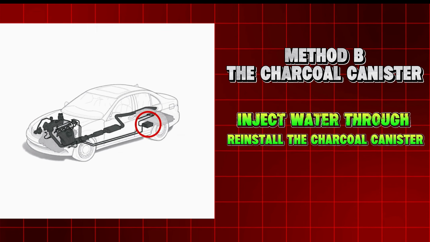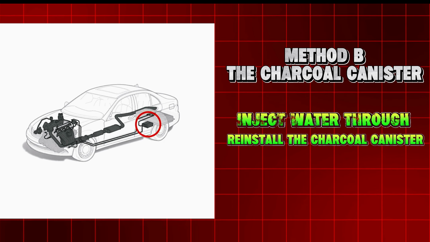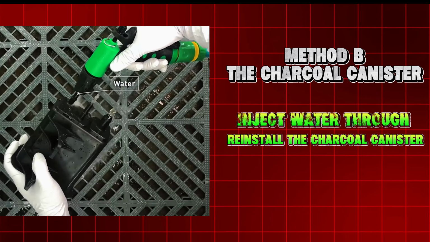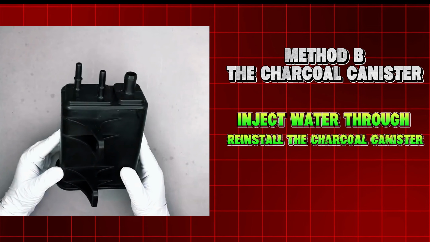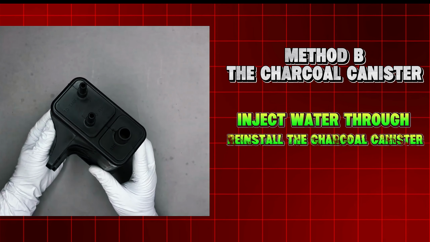Method B, the charcoal canister. Most fuel vapor canisters are located on the driver's side near the rear tire. Carefully remove the charcoal canister from your vehicle. Locate the fuel filler pipe. Inject clean water through the fuel filler pipe to flush out the charcoal canister. Allow the canister to dry completely. Once dry, reinstall it securely back into the vehicle.